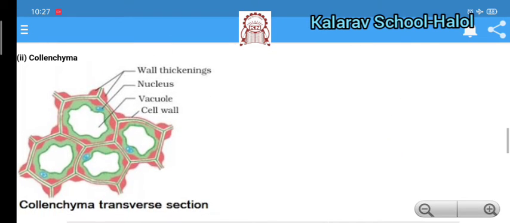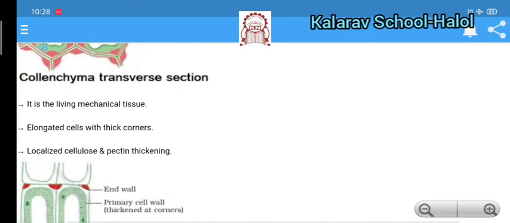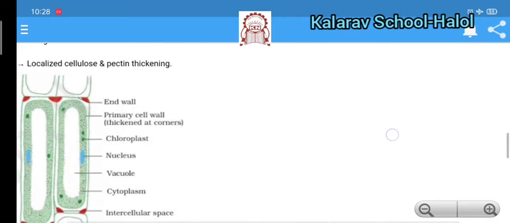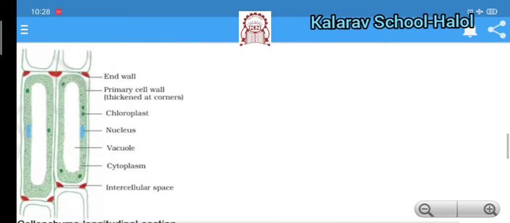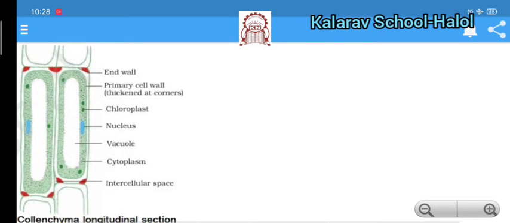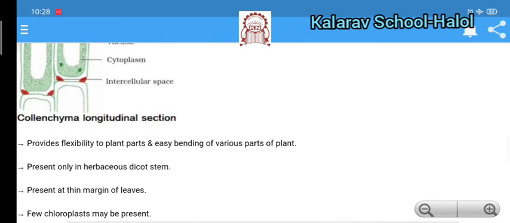Here is a diagram of collenchyma, a transverse section: cell wall, vacuoles, nucleus and wall thickening. It is a mechanical tissue, with elongated cells with thick corners, and localized cellulose and pectin thickening. Here you can see the diagram of the longitudinal section. You have to know about this diagram and you can draw it in your notebook. It provides flexibility to the plant's parts and easy bending.